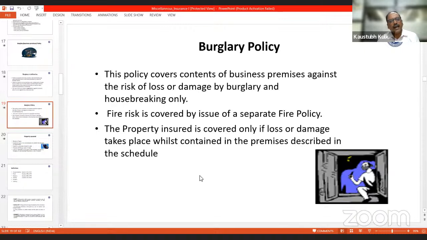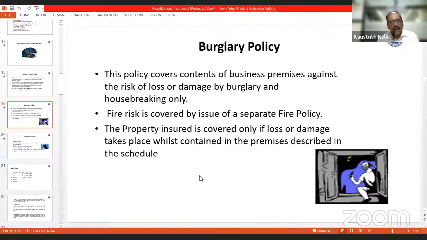In case of burglary policy, this covers contents of the business premises against risk of loss or damage by burglary and housebreaking only. Fire risk is covered by issue of a separate fire policy. Yes, in burglary, please note that no fire coverage is allowed. So in case of any fire or natural calamities, if the contents are lost, those are not covered under the burglary policy. The property insured is covered only if loss or damage takes place whilst contained in the premises described in the schedule.